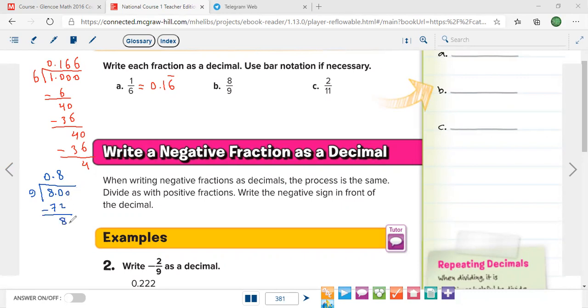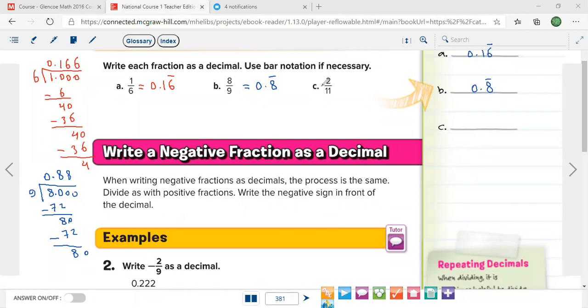Put 0 and drop, it's 80. It will give you 8 times 9, 72, minus will give you 8. Put 0 and drop. So the process will never end. The 8 will be repeated all the time. So you are going to say, this is 0.8 repeated. MashaAllah, we have excellent students here in grade 6A. So 0.16 repeated and 0.8 repeated.